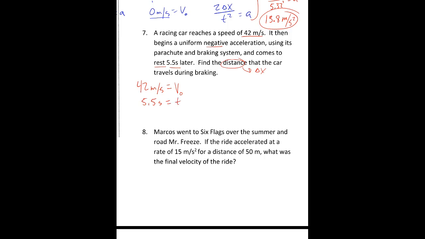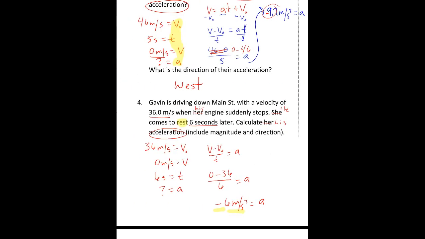is my time. I know it comes to rest at the end, so my final velocity is 0. I know that I want to find out my displacement. I know that we have negative acceleration. So we have v, v naught, t, and we want to figure out delta x.